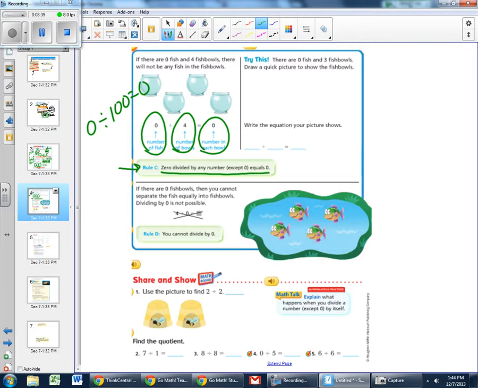Okay. Draw a quick picture to show there are 0 fish and 3 fish bowls. You're going to draw your 3 fish bowls again. You guys are going to be great drawers of fish bowls and fish by the end of this lesson. Now write the equation that shows what your picture is. So you have 0 fish divided by 3 bowls gives you 0 fish in each one.